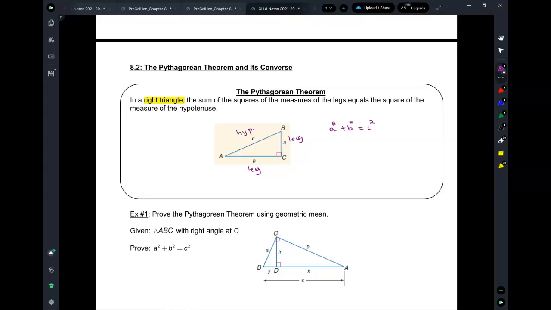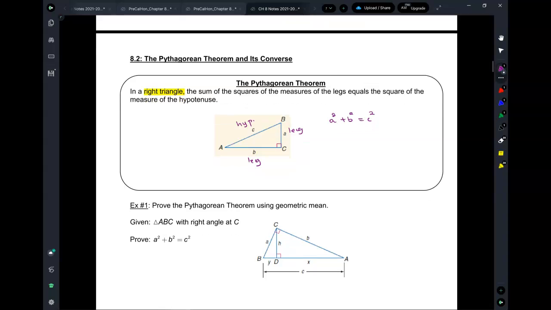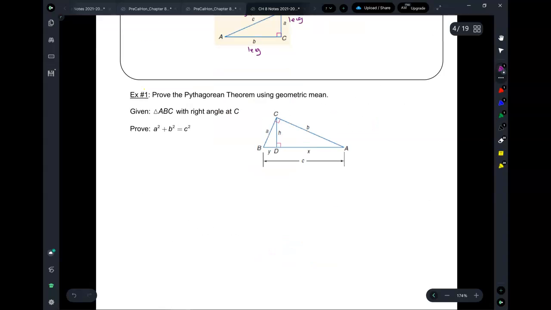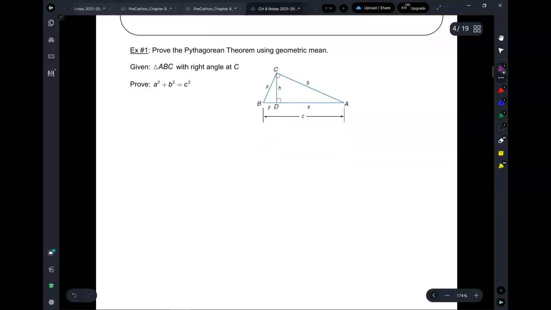so let's talk about where this comes from and how we can prove it. We're not going to do a two-column proof for this one. We can do a two-column proof, but we're going to prove this using geometric mean, which we learned in section 1. And it's actually a pretty cool way of doing it.